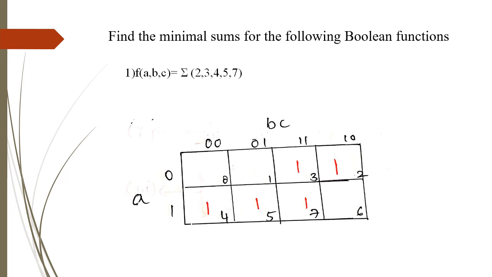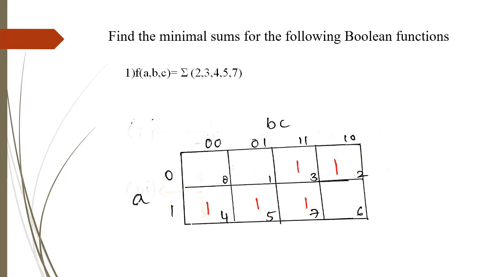If a Boolean expression or a Boolean function is given, how do you find the minimal sum for this? As you can see, they have given f of a, b, c equal to summation 2, 3, 4, 5 and 7. For this you are supposed to find the minimal sum of the following Boolean function f of a, b, c equal to summation 2, 3, 4, 5 and 7.